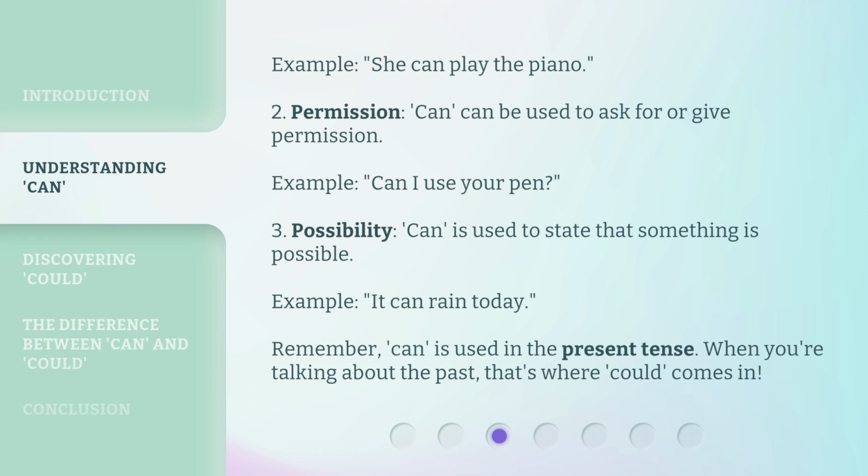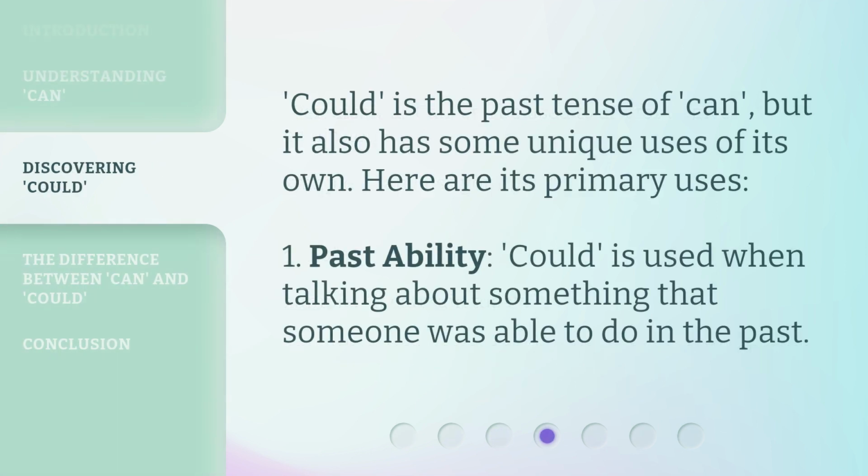Remember, can is used in the present tense. When you're talking about the past, that's where could comes in. Could is the past tense of can, but it also has some unique uses of its own. Here are its primary uses.